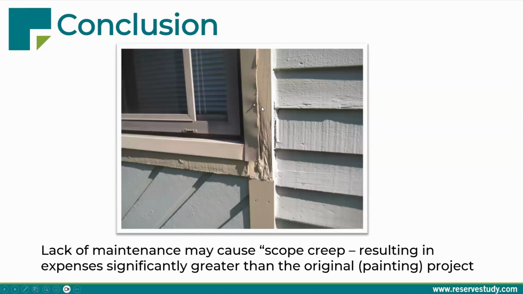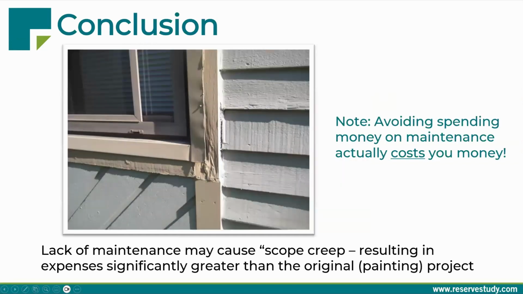And here you can see they failed to paint the wood siding and the wood trim on a timely basis. And now they have wood rot. And so next time around, they're going to have to hire a carpenter in addition to a painter. It's going to be significantly more expensive, all because they thought they were going to save some money. So the lesson here: avoiding spending money on maintenance often actually costs you money. I want to make that very clear.